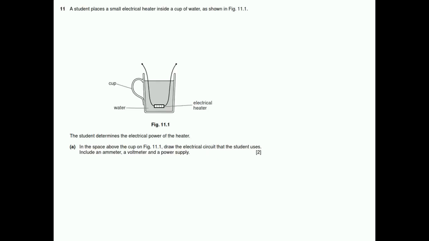Section B, Question number 11. A student places a small electric heater inside a cup of water as shown in figure 11.1. The student determines the electrical power of the heater. Part A. In the space below the cup on figure 11.1, draw the electrical circuit that the student used, including an ammeter, a voltmeter and power supply.